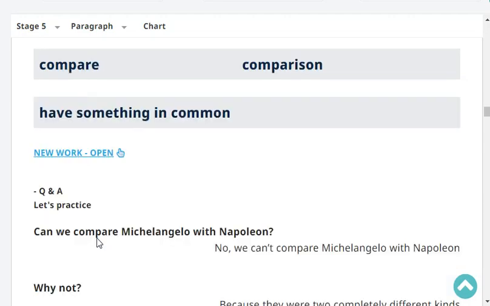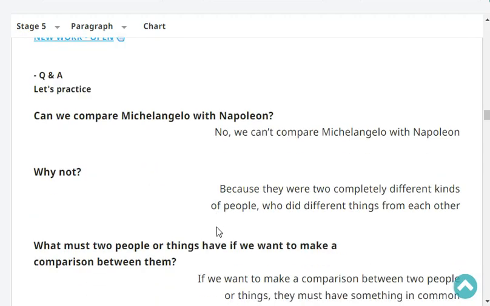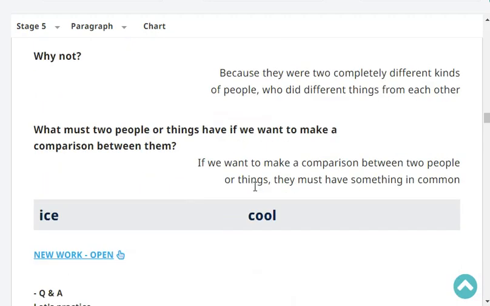Okay. Very good. Can we compare Michelangelo with Napoleon? No, we can't compare Michelangelo with Napoleon. Why not? Because they were two completely different kinds of people who did different things from each other. Very good.